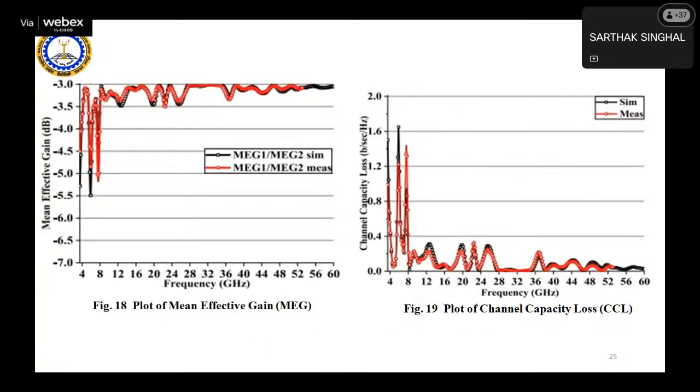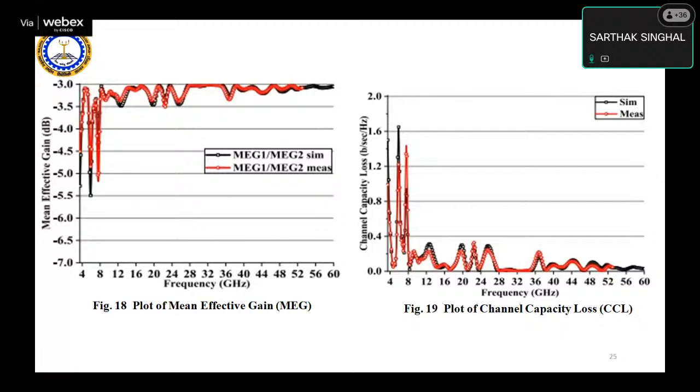Similarly, for the mean effective gain, we can see that for both the ports, in simulated or measured form, it lies between -3 and 3.5 dB. Only at these two notches, one between 4 to 8 and the second between 8 to 12, we are getting two dips, and the mean effective gain is reducing to -5.5 dB. These are the notched bands.